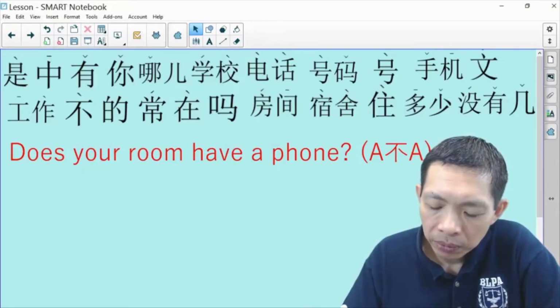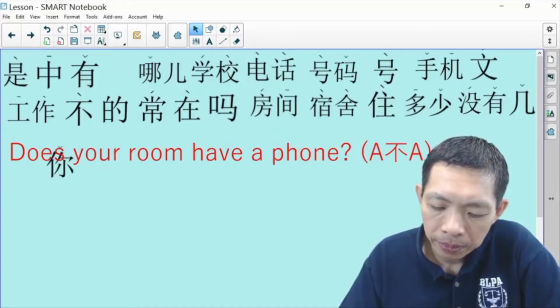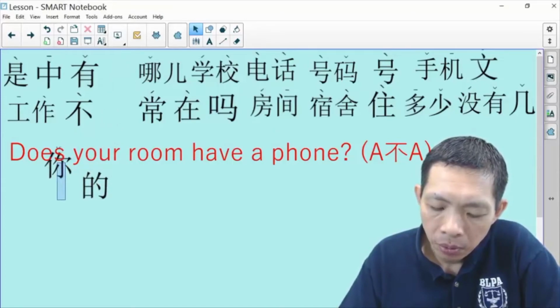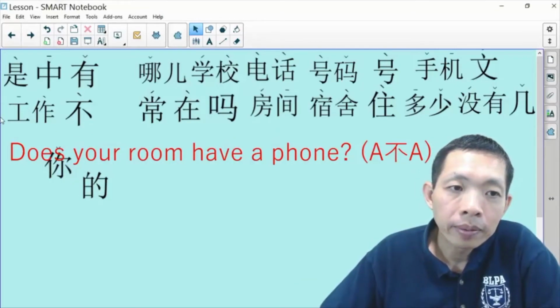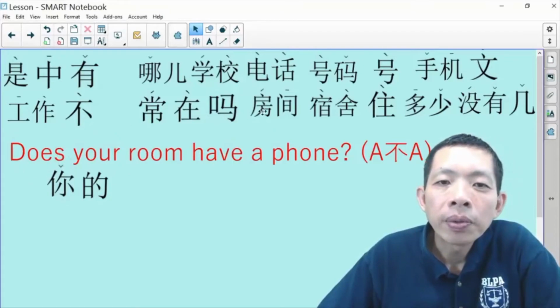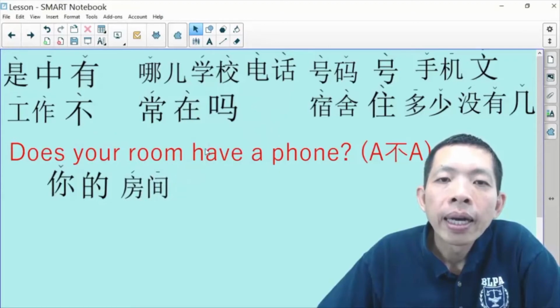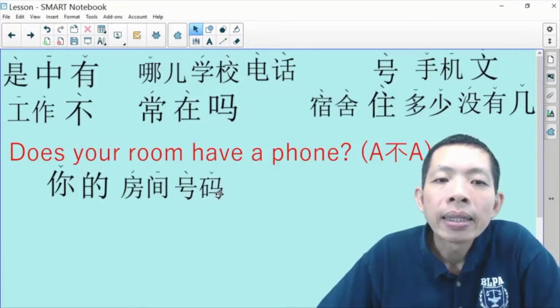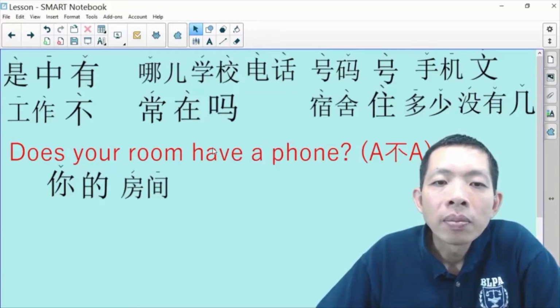How do you say your room? So be 你的, okay, room. How do you say room? 你的, and then room 房间 and then 号码, no, I'm sorry, my bad. Does your room have a phone?